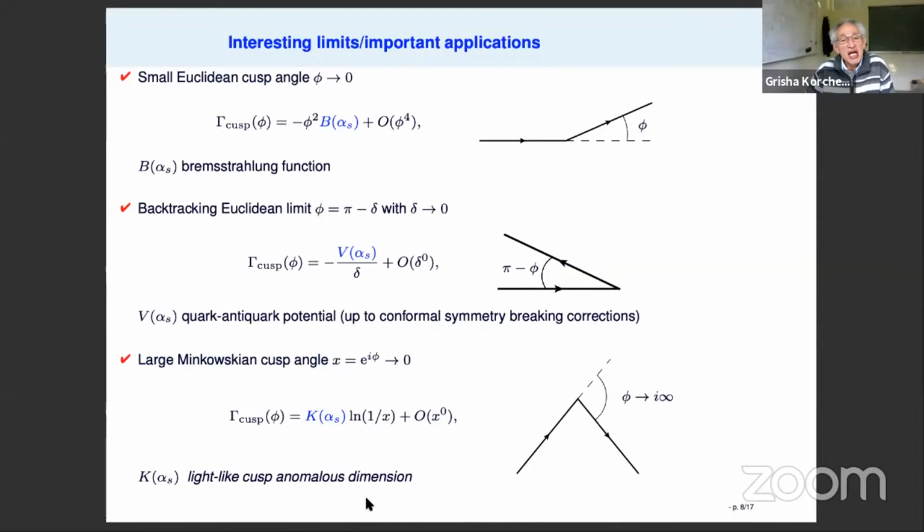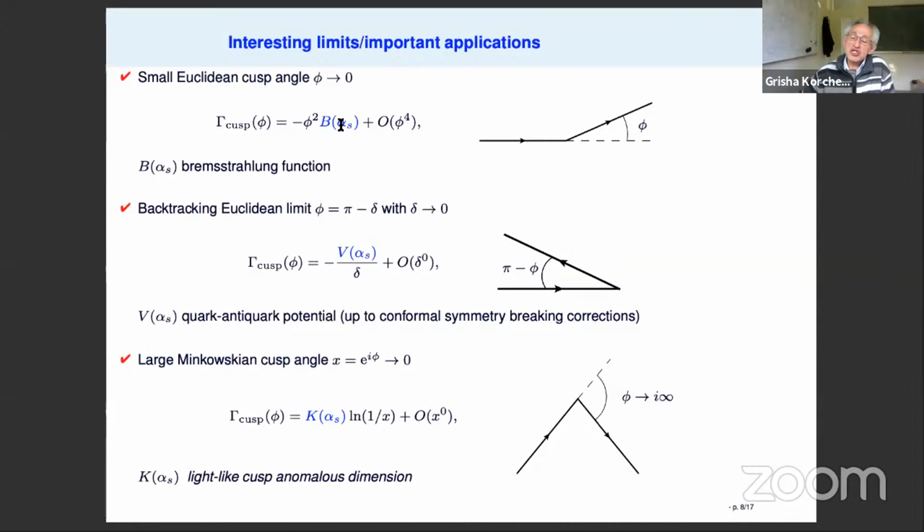So the first limit corresponds to the limit when this cusp angle becomes small. This is exactly the limit which you encounter in heavy quark physics. If you're thinking about this line corresponding to the heavy quark, then it gets deflected by a certain angle, and this angle could be small. And in this case, when you expand in a small angle, you will find the coefficient. The first term in the expansion will be phi squared.